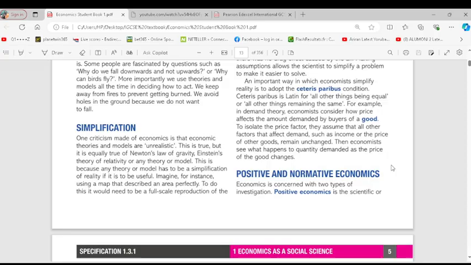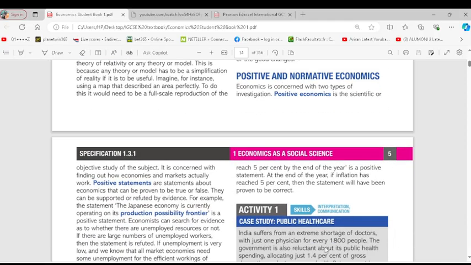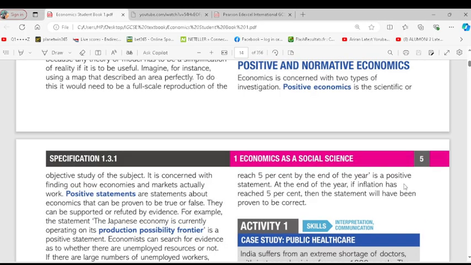So we go to positive and normative economics. So we're still on economics as a social science. Now we're going to positive and normative economics. Economics is concerned with two types of investigation: the positive economics and the normative economics. This is what economics is concerned with when there is investigation.